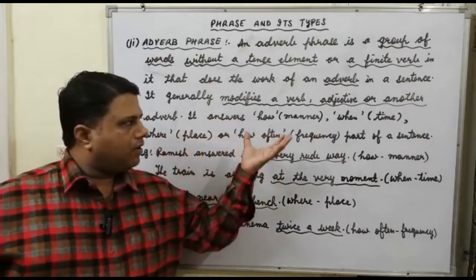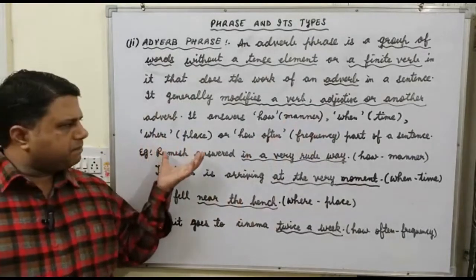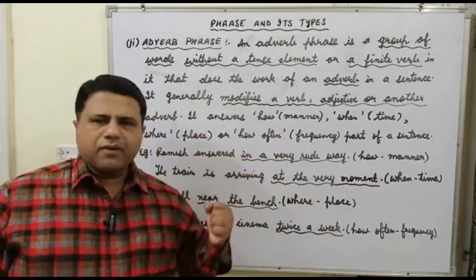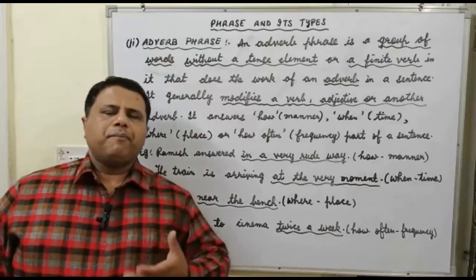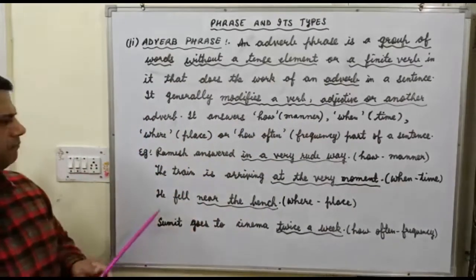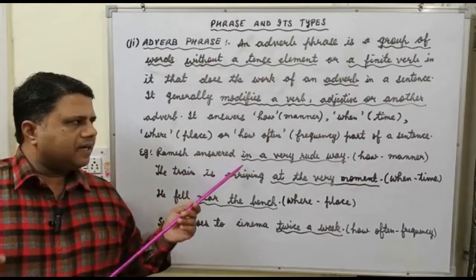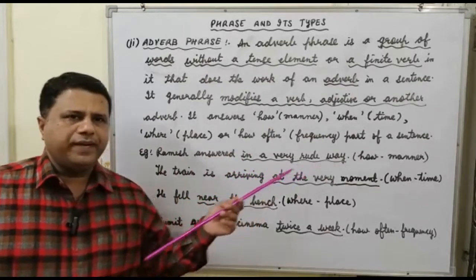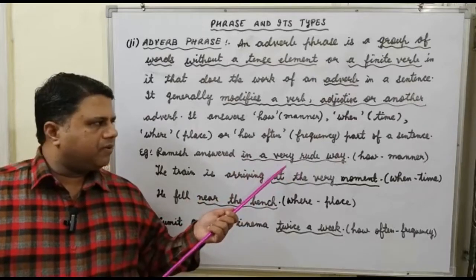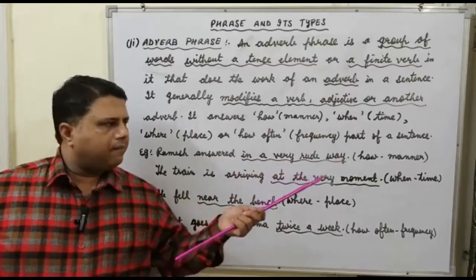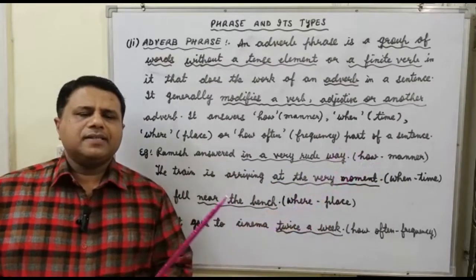It answers how, meaning manner, when, meaning time, where, meaning place, or how often, meaning frequency. So it answers the how, when, where, or how often part of a sentence. Let's see some examples. The first example, Ramesh answered. How? Ramesh answered in a very rude way. In a very rude way is an adverb phrase. It is a group of words without a tense element, and it tells us about the manner. It gives the answer of the how part of a sentence.